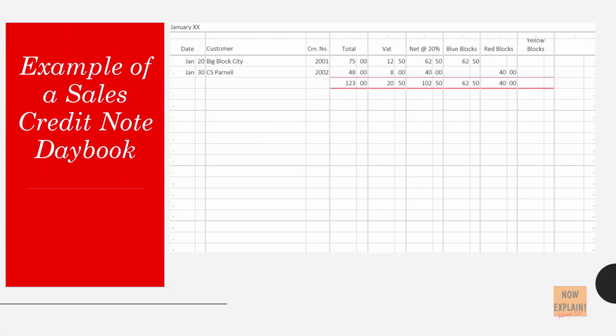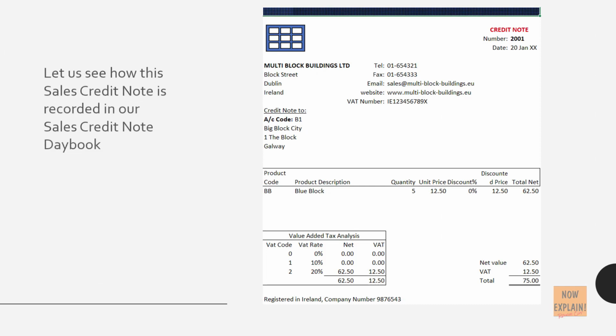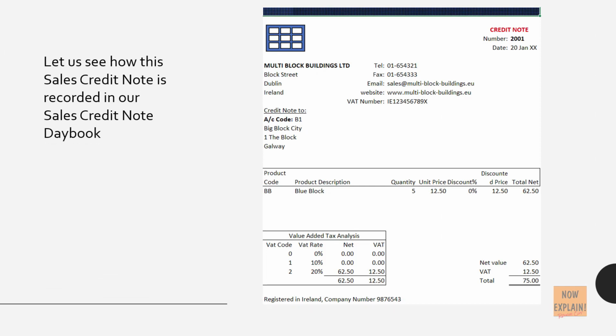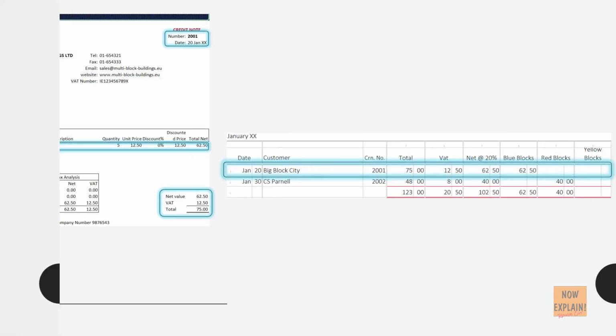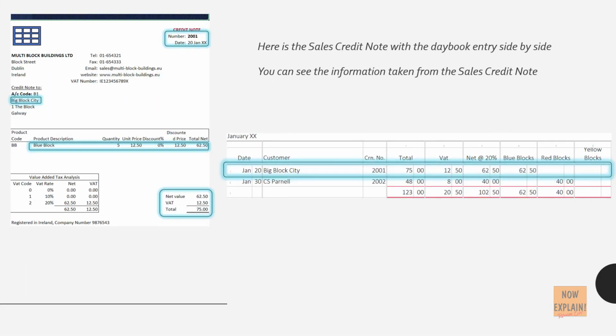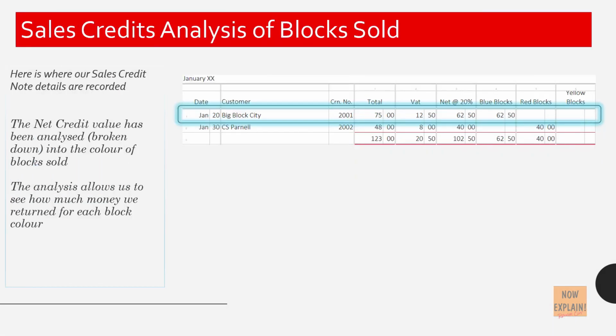Example of a sales credit note daybook. Let us see how the sales credit note is recorded in our sales credit note daybook. Here is the sales credit note with the daybook entry side by side. You can see the information taken from the sales credit note: customer name, the credit note number, the total value of the credit note. Here is where our sales credit note details are recorded. The net credit value has been analysed, broken down, into the colour of the blocks sold. The analysis allows us to see how much money we returned for each block colour.